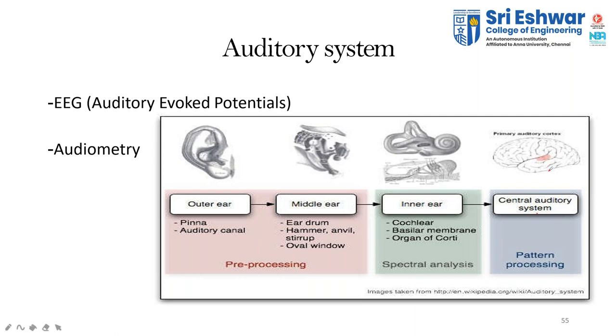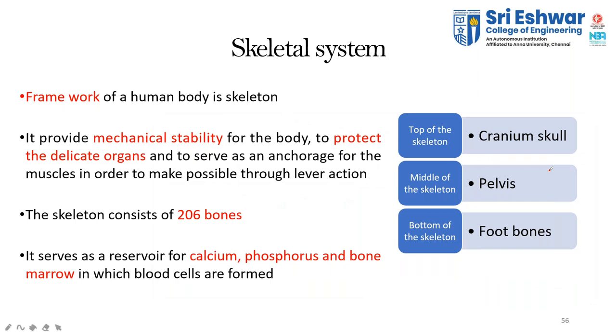The brain is responsible for vision, auditory, sensing, and motor. All these actions are done with the help of the brain. We are going to diagnose the ear auditory system with the help of brain technology, that is EEG, electroencephalogram.